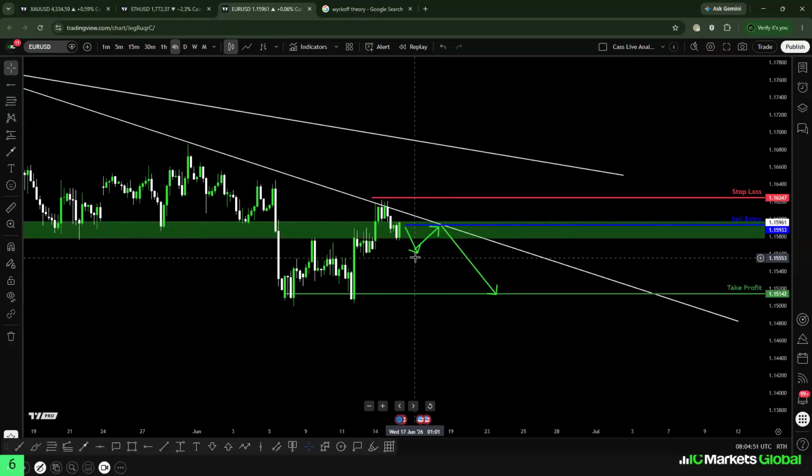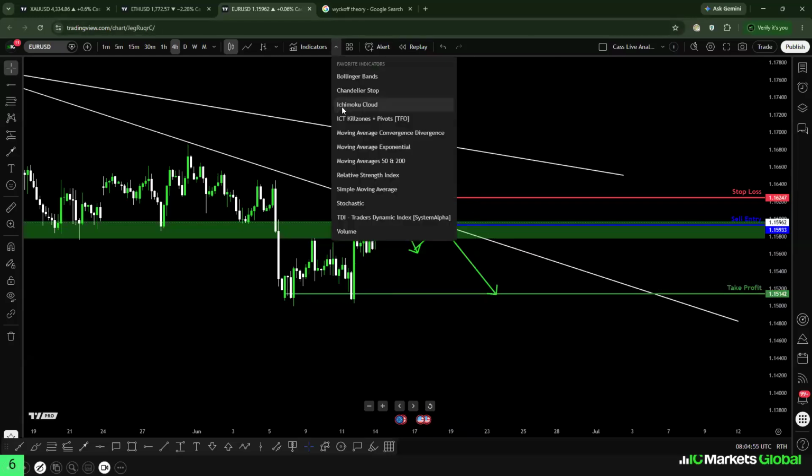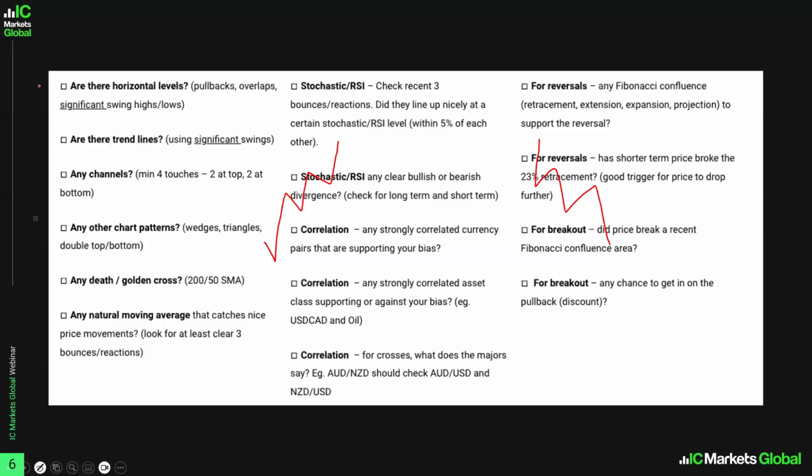Okay, so I need the break for the confirmation, then come back and retest. Now let's go on to the other parts of the cheat sheet. I've done this, this, and this. I still need this, this, this, and this. So let's pull out.